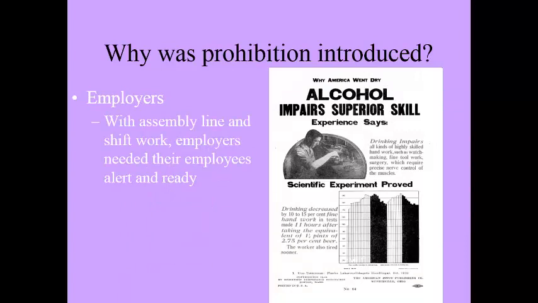There were also many employers and business leaders that supported prohibition. With assembly line and shift work, employers needed their employees alert and ready. So employers didn't want their employees showing up to work drunk or hungover because that meant that they weren't going to be as productive. Or if they show up drunk, maybe they're going to prove to be a liability. They could hurt themselves, they could hurt someone else, or they're simply not going to get their work done for the day. So you saw a lot of business leaders promoting this idea of prohibition in order to try to get more out of their workforce.